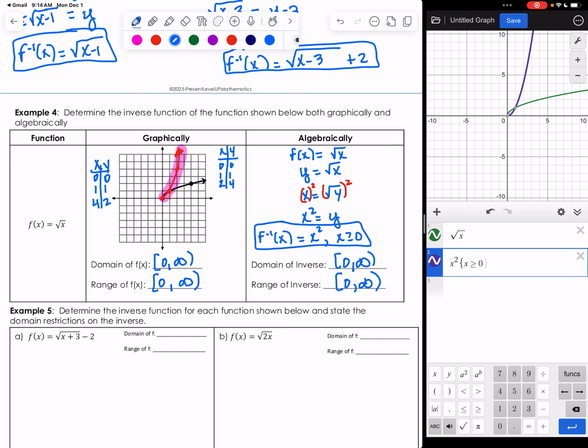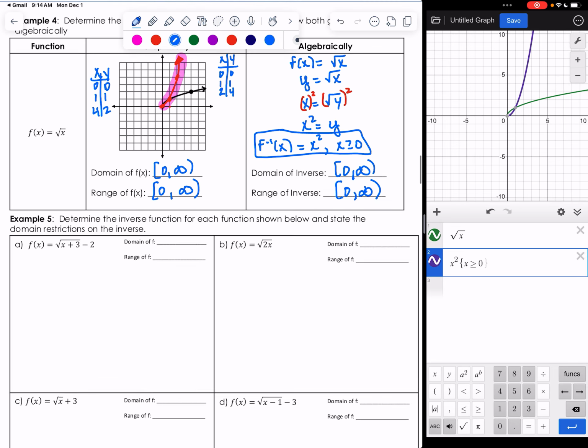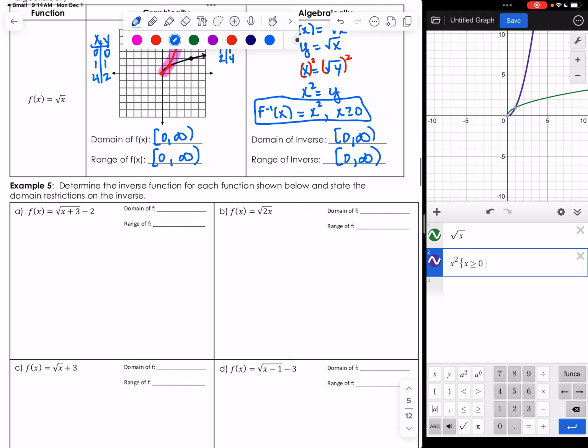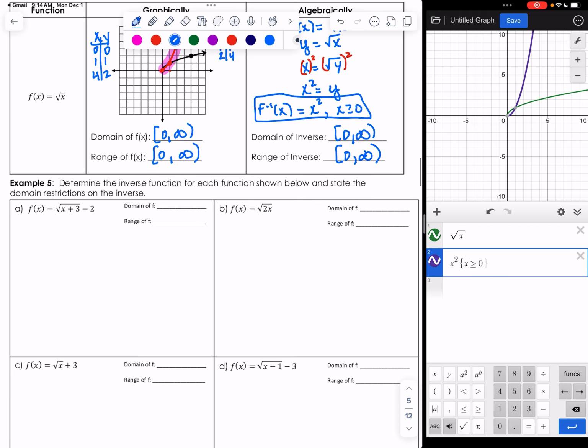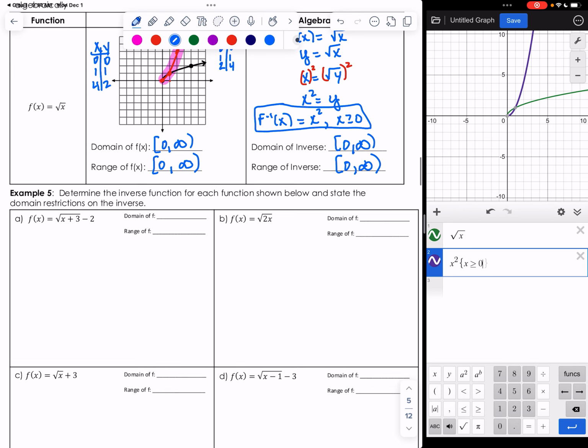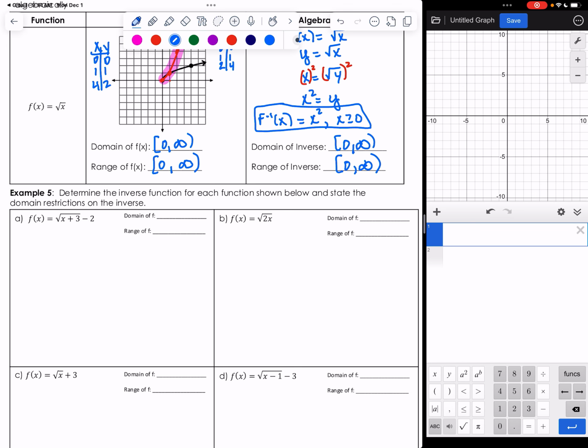All right, example 5. Determine the inverse function for each function shown below and state the domain restrictions on the inverse. Now, the way I get the domain restrictions on the inverse is by getting the domain and range of the original. So our starting point in problem A would be -3. Let me just graph it for you. I think it'd be easier to visualize if you see the graph.